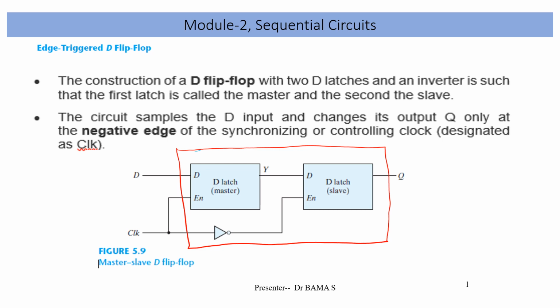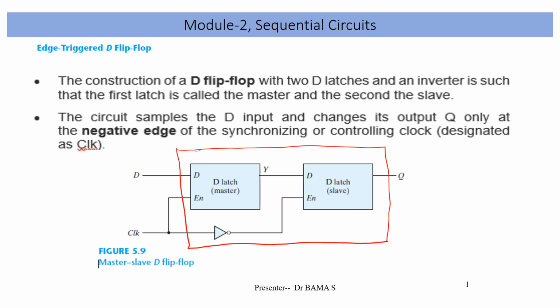Once the clock is low, the master latch is disabled and the slave latch is enabled. Since the slave latch is enabled, whatever input is available at its D input will be delivered to its output. This is the operation of the flip-flop. Here, the output changes only once in one clock period. The change in the output is triggered by the negative edge of the clock.